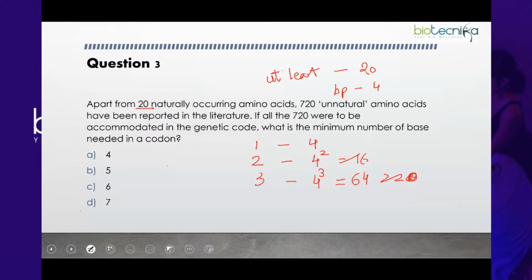Now what you have to do: you know that there are only four bases available. So how many bases should come in combination to form a codon, so that you will get at least how many unique combinations?